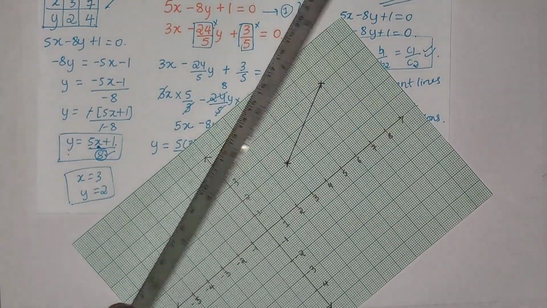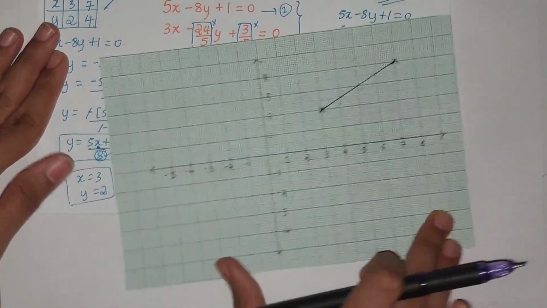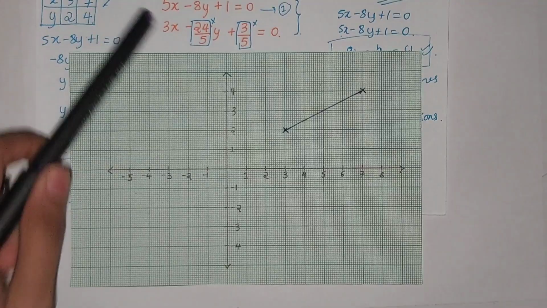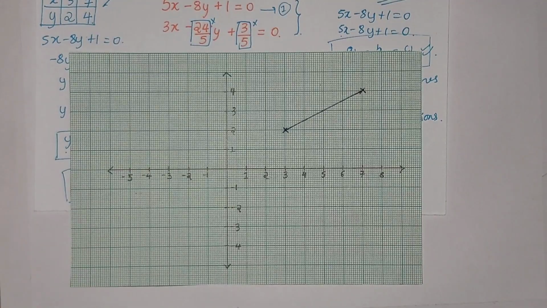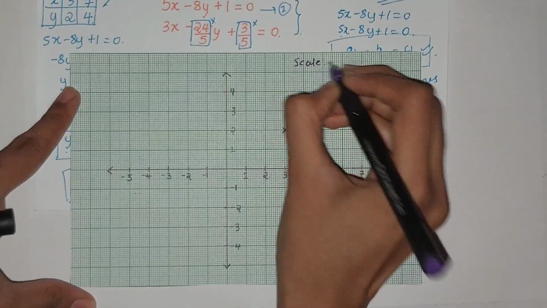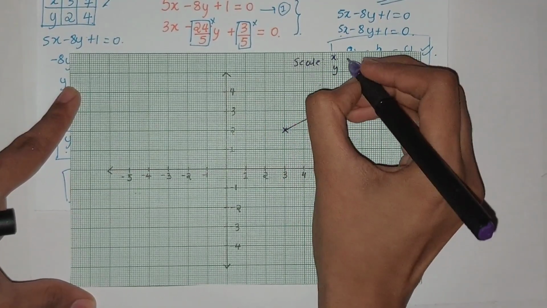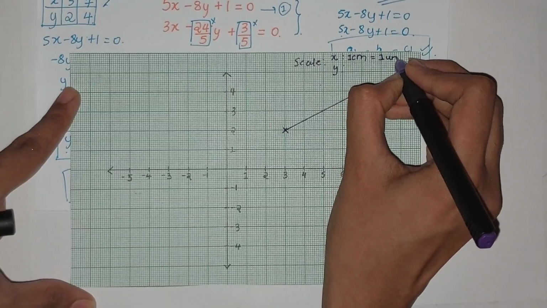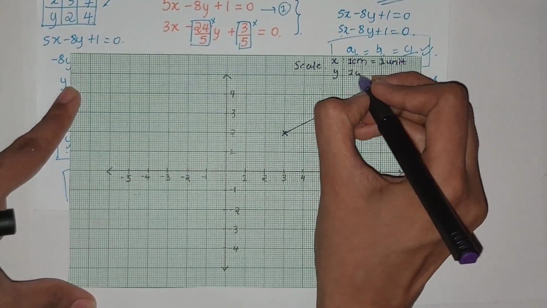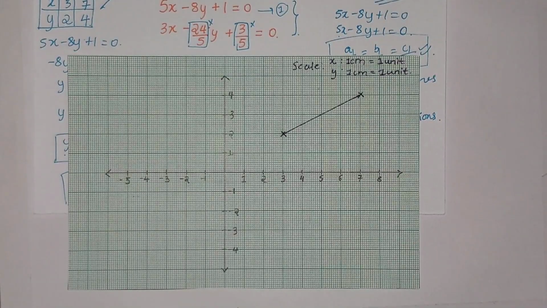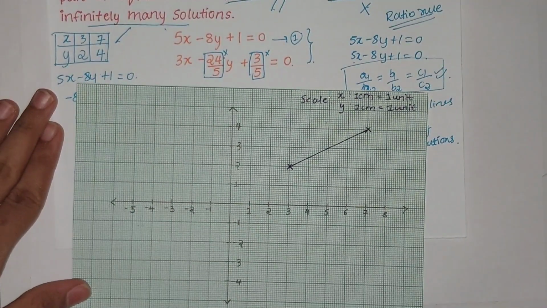Yes, okay, so that's all. This shows that it is a coincident line and it has infinitely many solutions. Write the scale as I had shown in the first one: x and y, 1 centimeter is equal to 1 unit. Same, 1 centimeter is equal to 1 unit. If required, we can change the scale also. Okay, moving on to the next example.